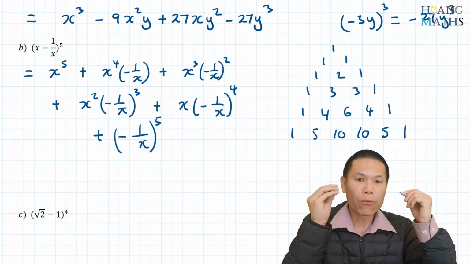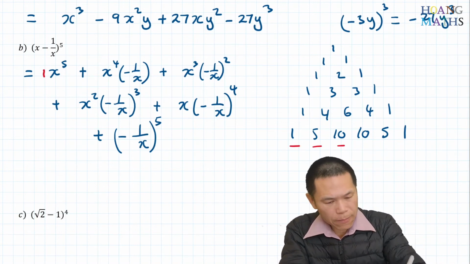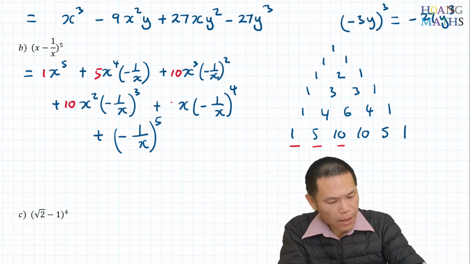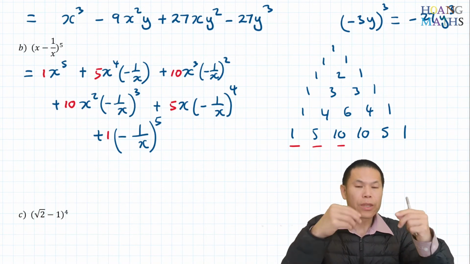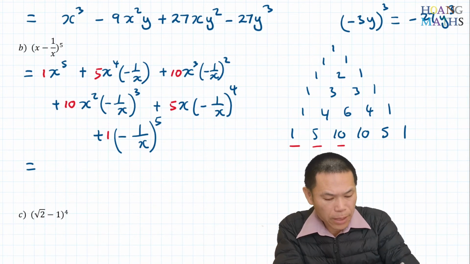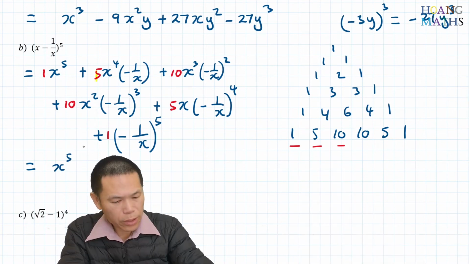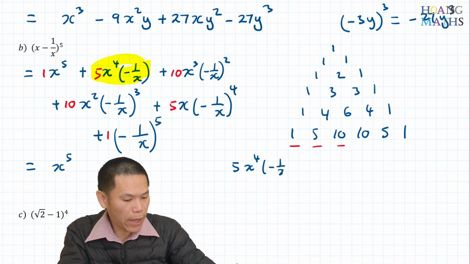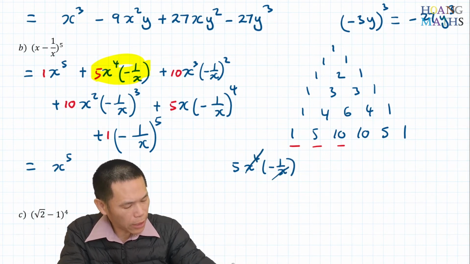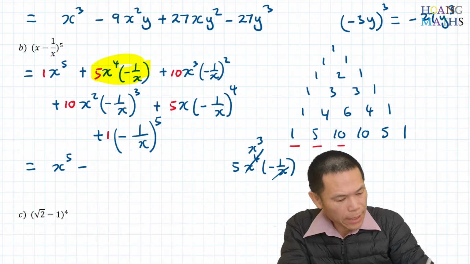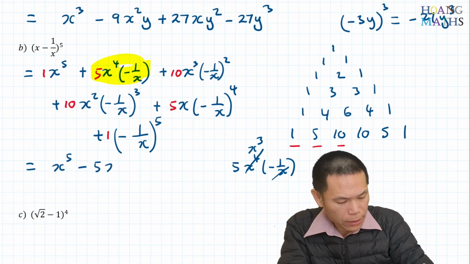Now we just need to write down all the coefficients. So 1, 5, 10, and then 10, 5, 1. There you go. So now I just simplify them. The first term is x to the power 5. With this term here, let me just explain it to you. We have 5x to the power 4 times negative 1 over x. So that cancels this out, and that gives me x to the power 3. And it's negative, so that will give me minus 5x to the power 3.